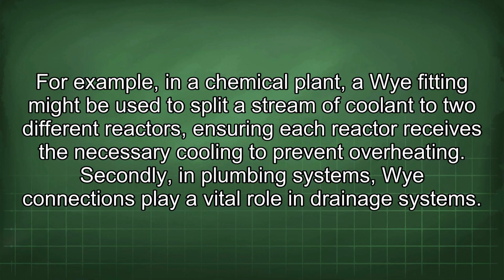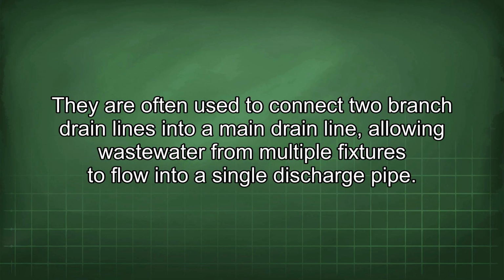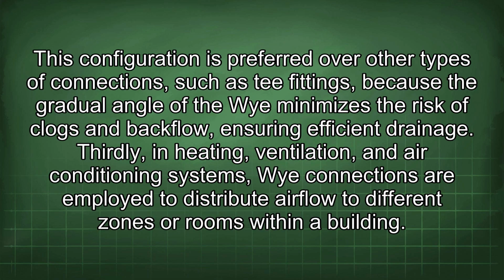Secondly, in plumbing systems, Y connections play a vital role in drainage systems. They are often used to connect two branch drain lines into a main drain line, allowing wastewater from multiple fixtures to flow into a single discharge pipe. This configuration is preferred over other types of connections, such as T-fittings, because the gradual angle of the Y minimizes the risk of clogs and backflow, ensuring efficient drainage.